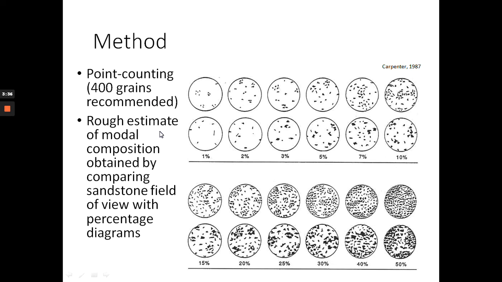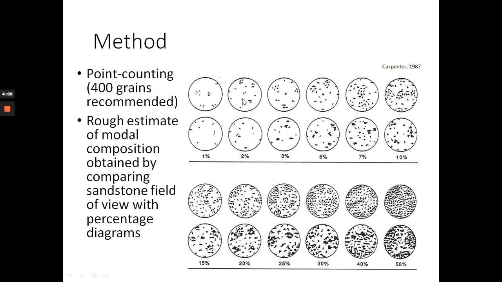We do a rough estimate. You do a rough estimate of modal composition, of how many grains of quartz and so on. You don't count individual grains, but make an estimate using these kinds of figures. You just compare with percentage diagrams. It's like using the comparison charts for grain size. So it's just a visual estimation.